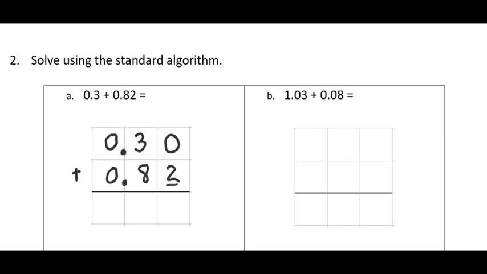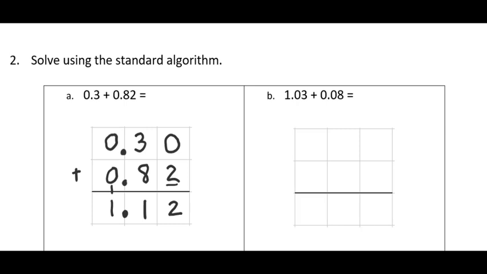Now we just need to add as usual, starting in the furthest place value to the right. 0 plus 2 is 2. 3 plus 8 is 11. I'm going to carry my 1 at the bottom. And then in my ones place, 0 plus 1 equals 1. Make sure I put my decimal point in. That tells me that 3/10 plus 0 and 82/100 equals 1 and 12/100.